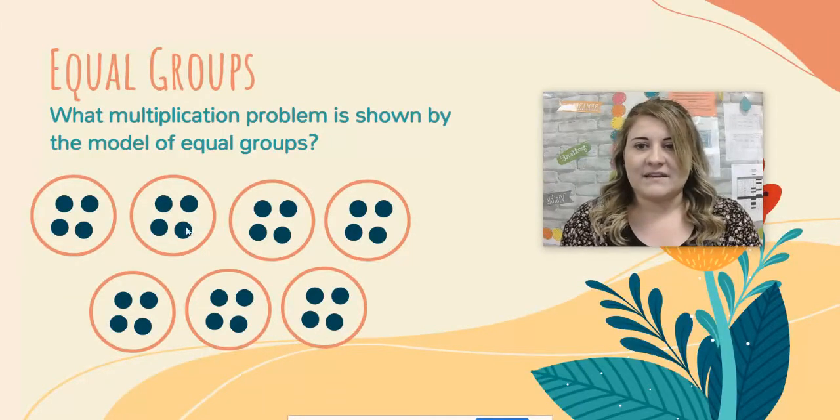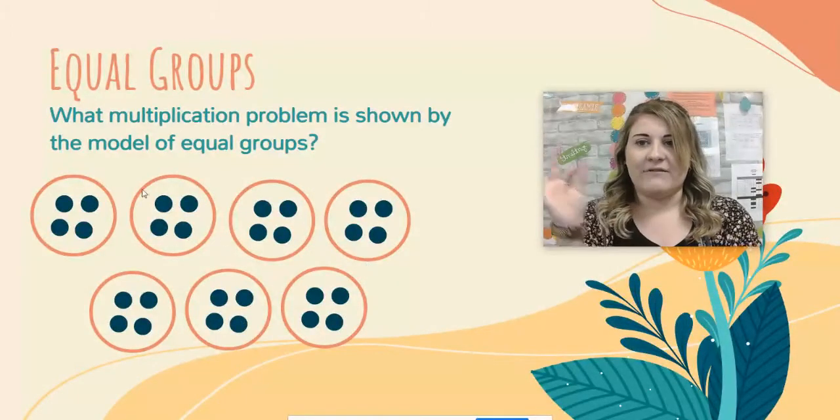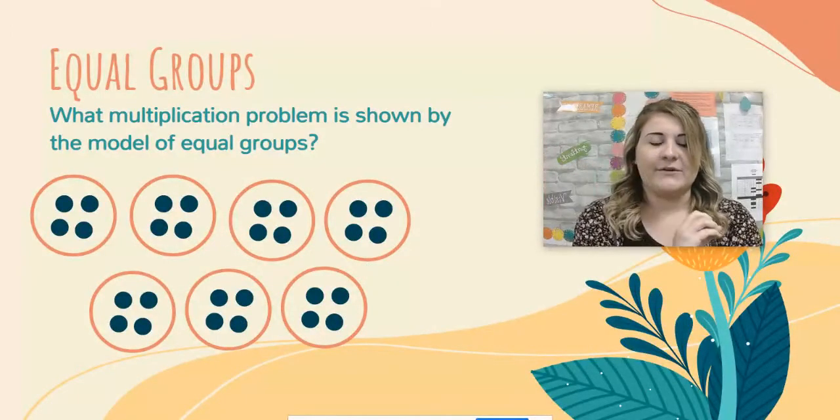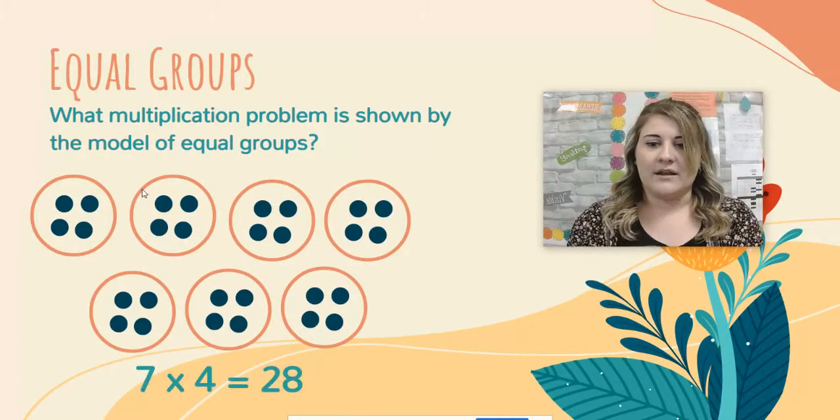4, 5, 6, 7, 8, 9, 10, 11, 12, 13, 14, 15, 16, 17, 18, 19, 20, 21, 22, 23, 24, 25, 26, 27, 28. So our problem would be 7 groups of 4 equals 28, or 7 times 4 equals 28, okay?